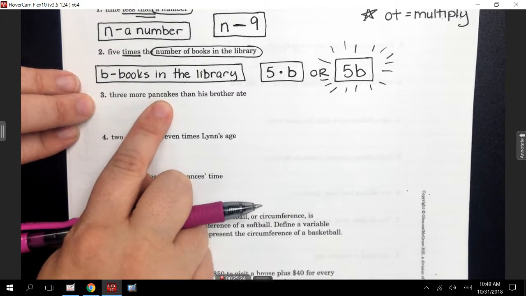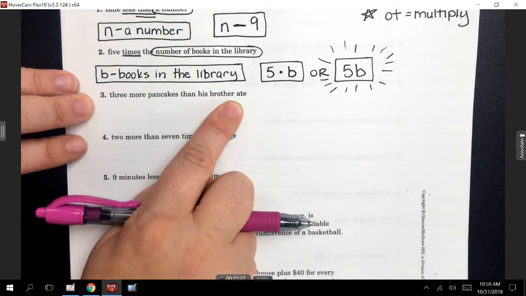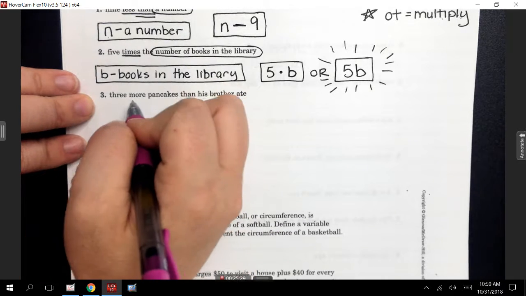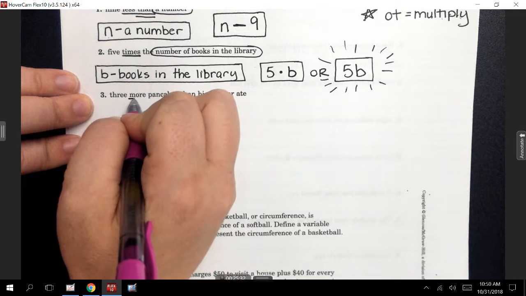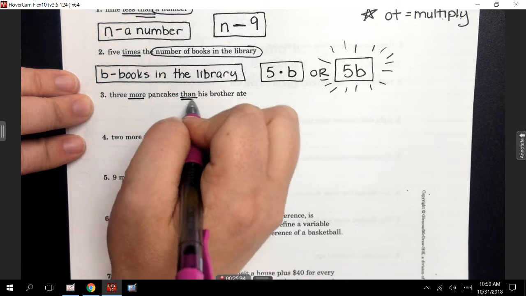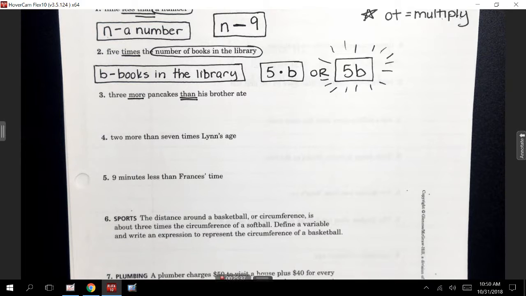3 more pancakes than his brother. All right, now guys, when I underline my operation, I'm going to underline the entire thing. More than, even though they're separated by the word pancakes. Do y'all see how more than should go together? Yes. All right. But we need to know that we're talking about pancakes here. So what is the information that I need to know? What is it that I'm missing? We need the letter, but we need to know what in the problem are we missing, because that's going to tell us what to use for the letter.